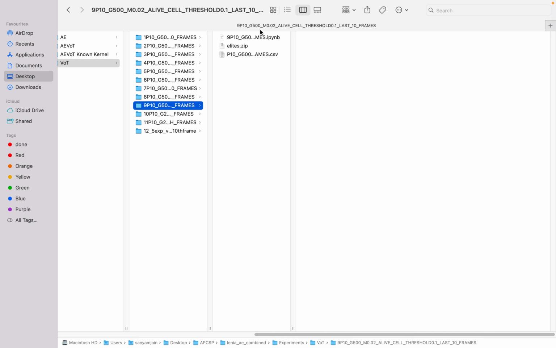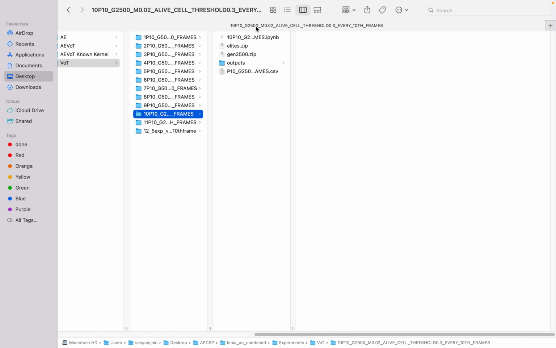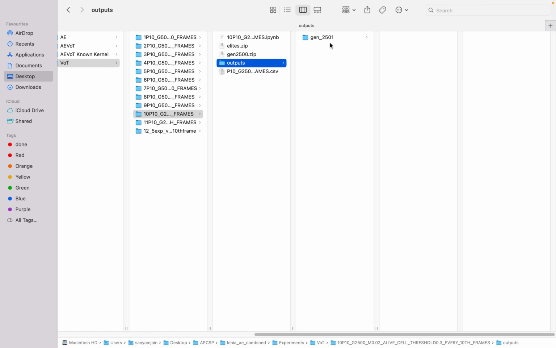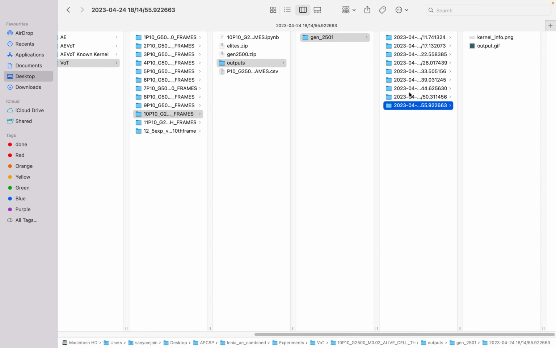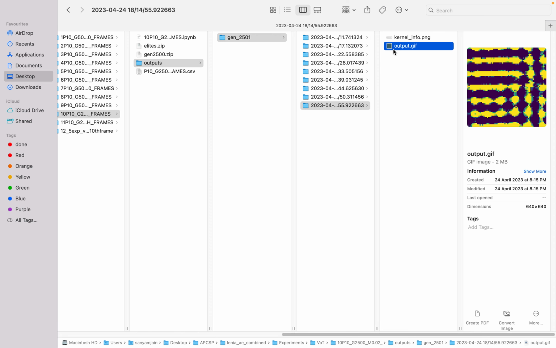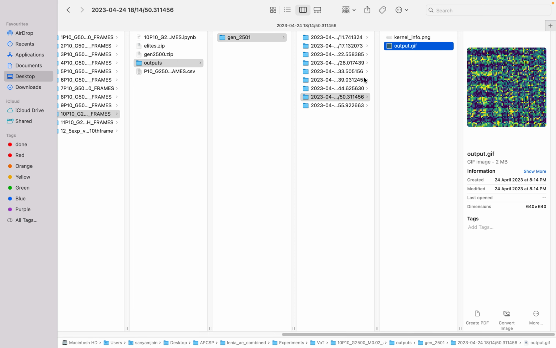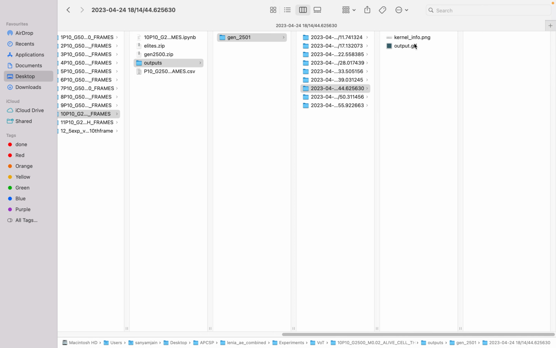Then we have 500 generations, 0.1 and last 10 frames, and then we have 2500 generations, 0.3 threshold and every 10th frame. So we keep every 10th frame as actually a good measure of fitness for the evaluation of different frames, because it is actually performing well over a variety of fitness functions.